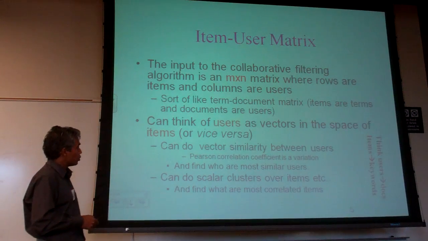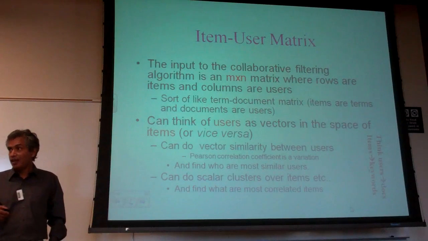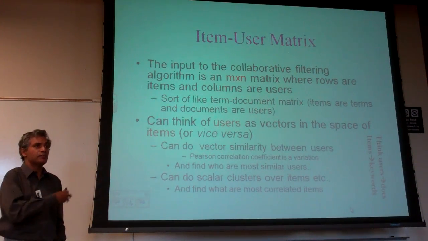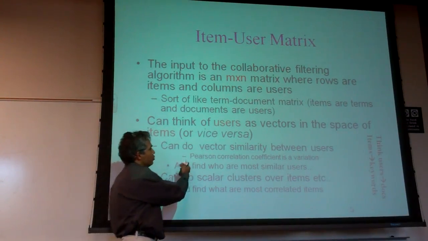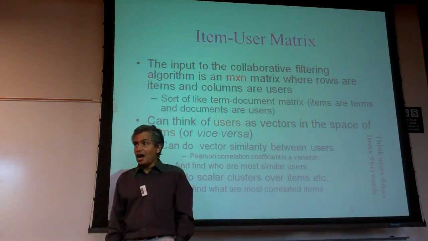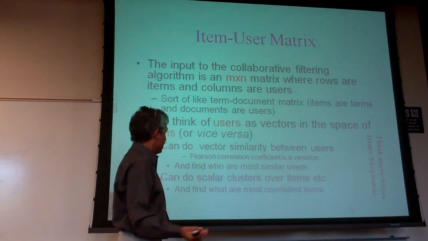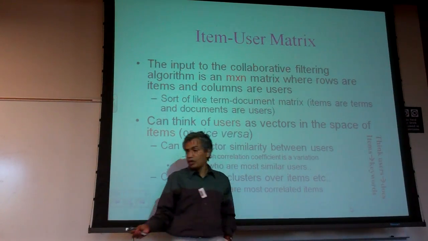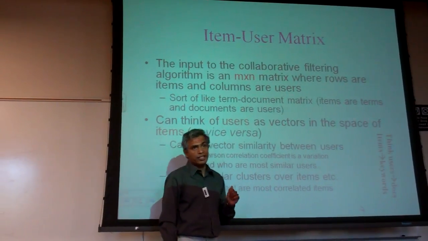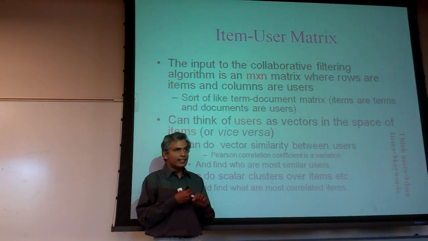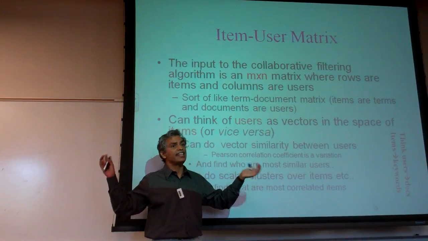You can either think of users as vectors in the space of items, or think of items as vectors in the space of users. If you do either, then you can do vector similarity between users or vector similarity between items. In fact, that's pretty much what we will do. The only difference is we'll talk of something called the Pearson correlation coefficient, which turns out to be vector similarity on the ratings vector, except they take the ratings vector and center it.